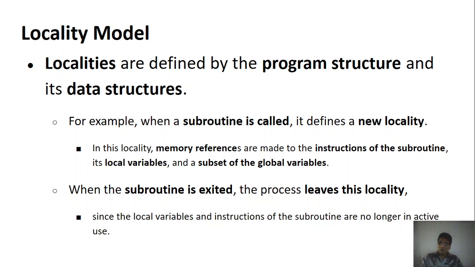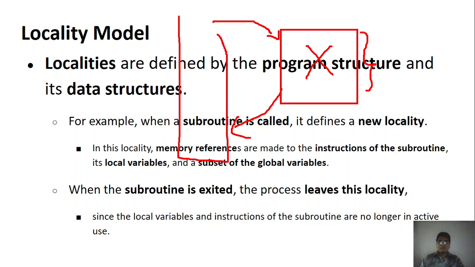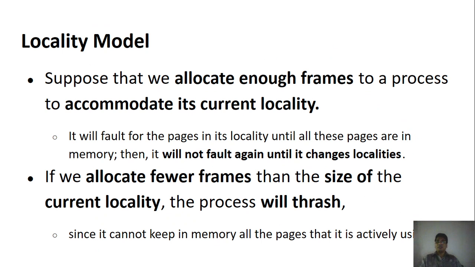So you are going into the bubble sort locality. You are in the bubble sort locality. When you come out of the bubble sort, that locality is gone. You are in the main locality. This is how it goes: you go from one locality to the other locality.